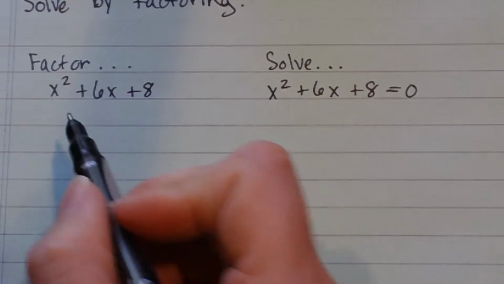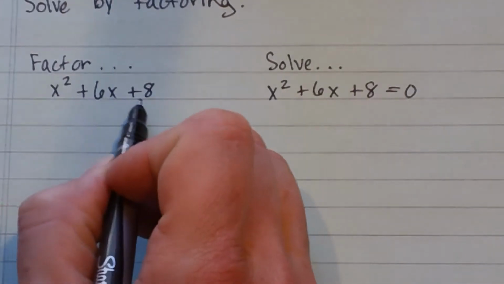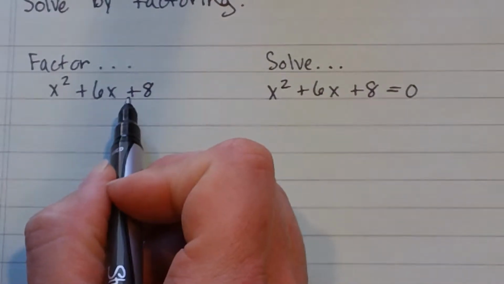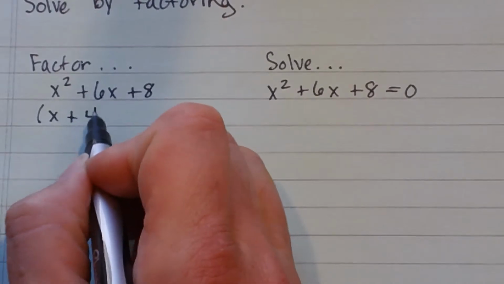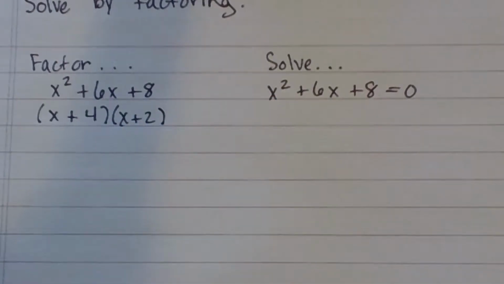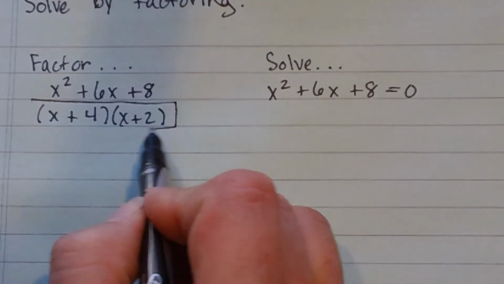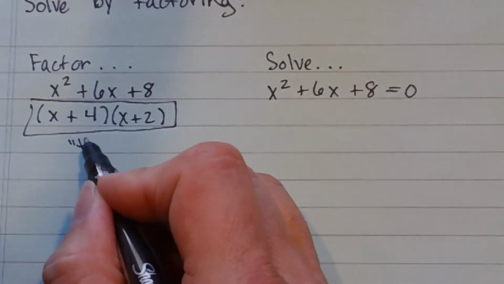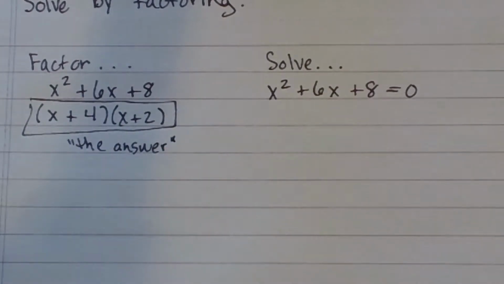We are going to factor this guy. Let's see, there's three terms, no greatest common factor, plus at the end means same signs. You probably already know it factors into x plus 4 times x plus 2. And in this case, that is the answer, right? We all like to know the answer. We're done. That's the answer to the problem.